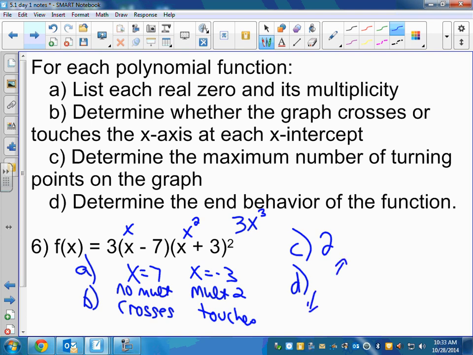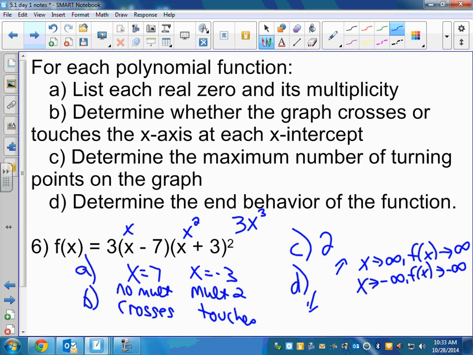But probably we should actually write it out. As x goes to infinity, f of x is also going to go to infinity. And as x goes to negative infinity, f of x goes to negative infinity. Well, because we're fancy. It's the same thing. So I guess if you put y, I wouldn't mark it wrong. We're just saying it's a function.